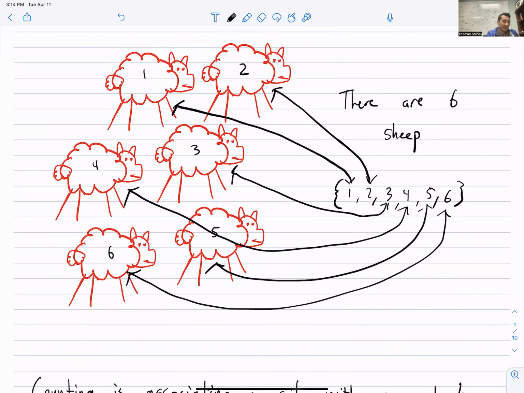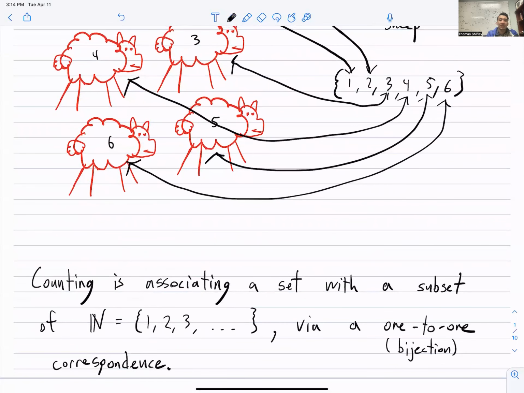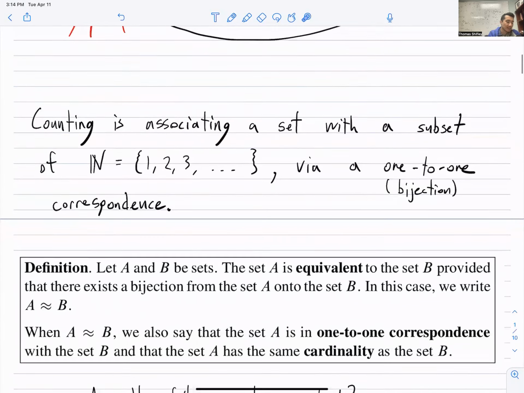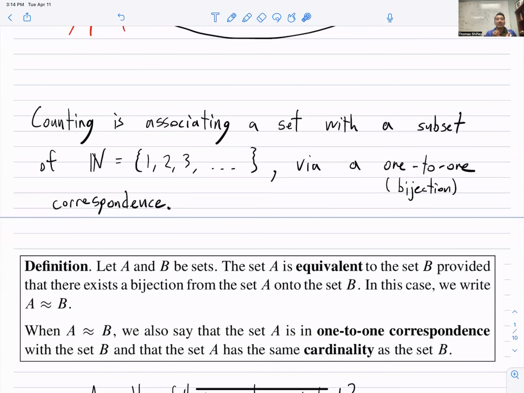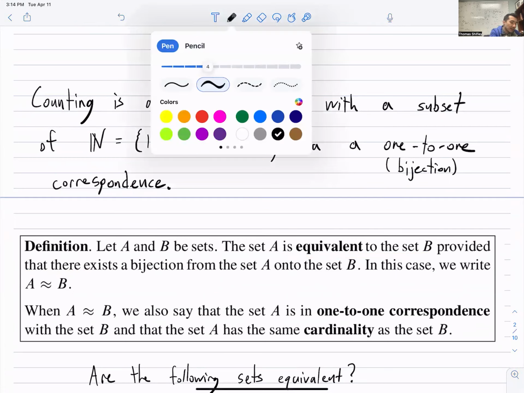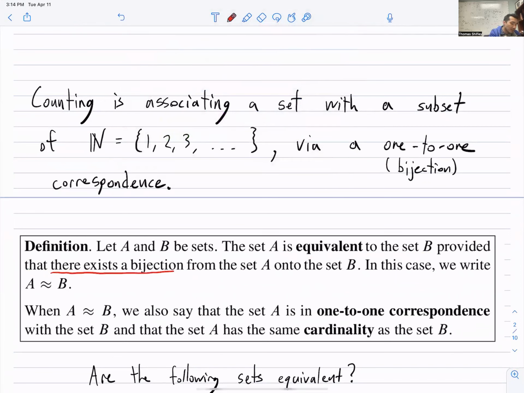A lot of the lecture is going to seem kind of weird because we're going to prove a lot of things that seem really obvious, but we're going to do so using this definition of a one-to-one correspondence, or a bijection. So let's give that definition. We're going to start by saying when sets are equivalent, in the sense that they have the same size. A set A is equivalent to a set B provided there exists a bijection. If you can show that there exists a bijection from the set A onto the set B, then we say that A is equivalent to B.